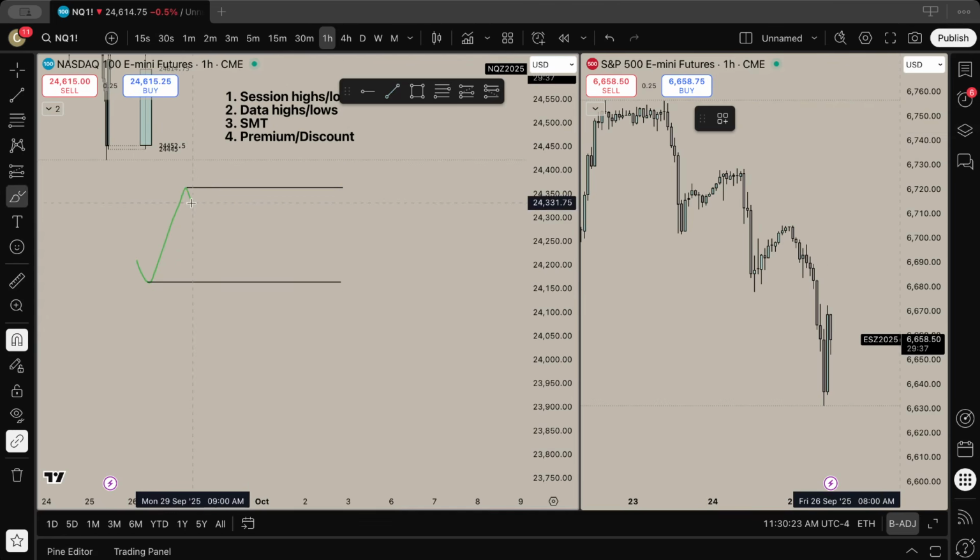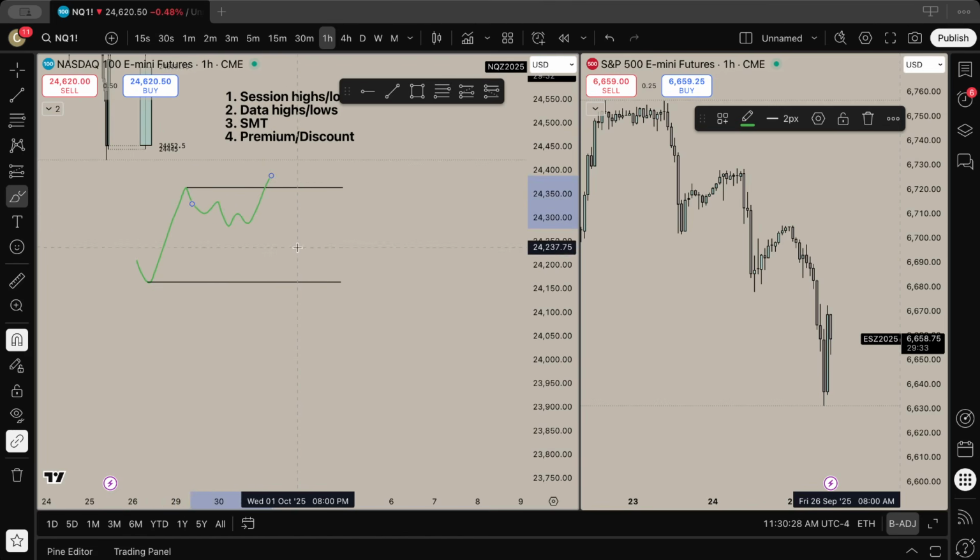Price goes ahead and does this, right? Chops, chops, chops, and then we sweep data high. Then our draw on liquidity would be data low, right? Same thing, vice versa, right? If price chops here, sweeps data low, then our draw on liquidity would be data high, right?